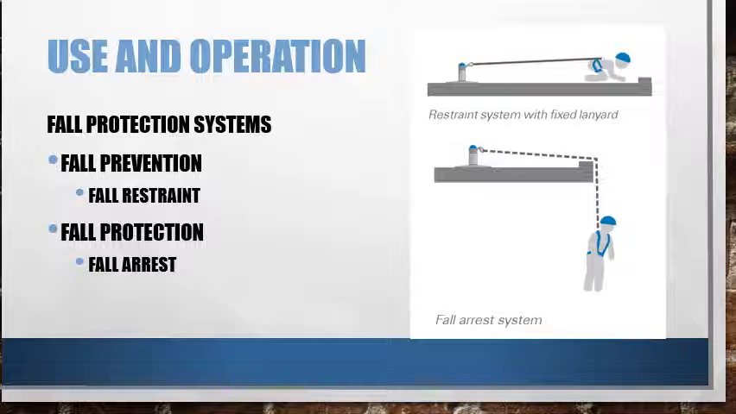Fall protection systems involve fall prevention, which keeps you from getting to the edge where you will fall off. Fall restraint is a type of fall prevention. And then fall protection involves a fall arrest system, personal fall protection equipment.